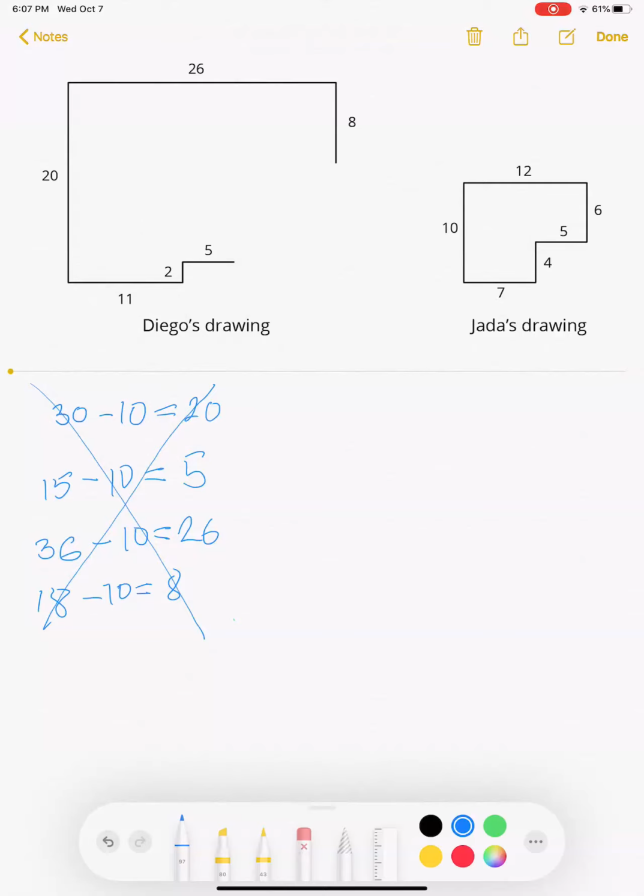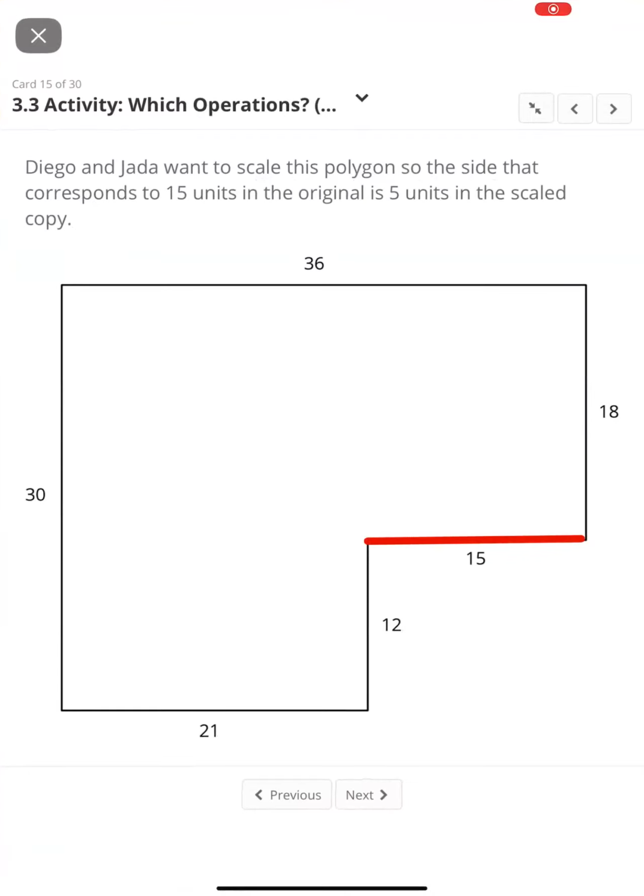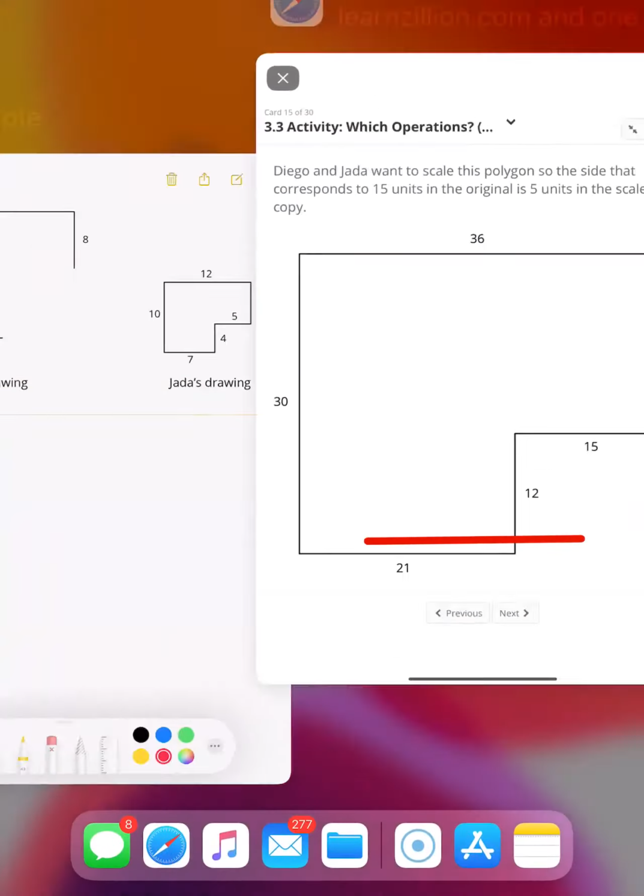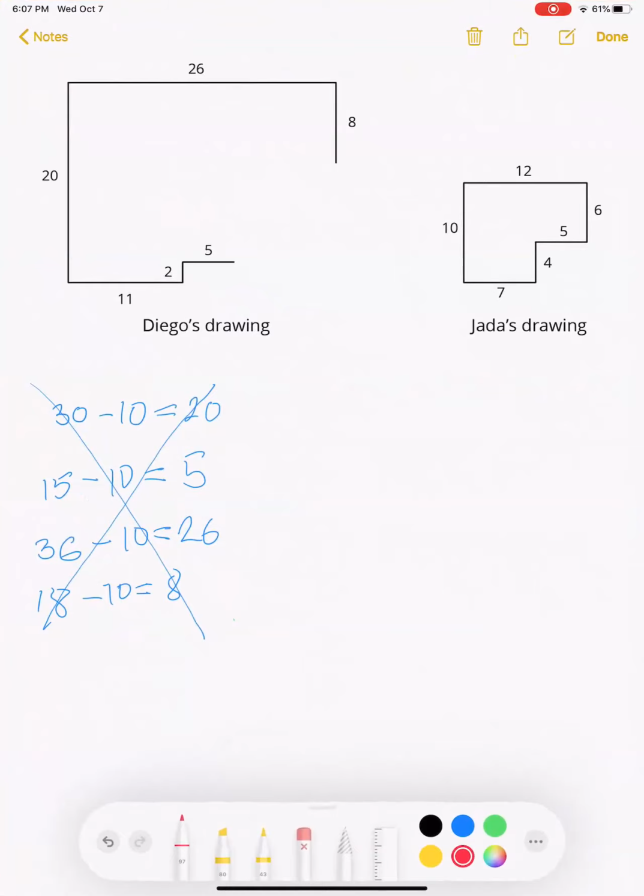Now, what did Jada do? Let me change my color here. What Jada did, she must have first looked at that side length that's 15 units long, this one right here. And she considered, without making a drawing, okay, the original side length is 15 units long, and I need it to be 5 units long. So what do I need to do to the 15 unit long segment in order to get to 5?